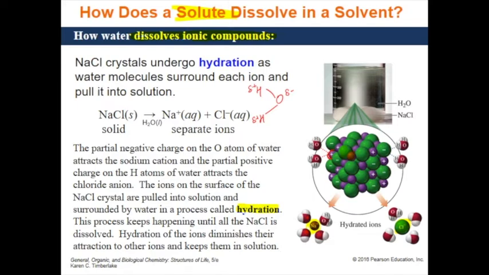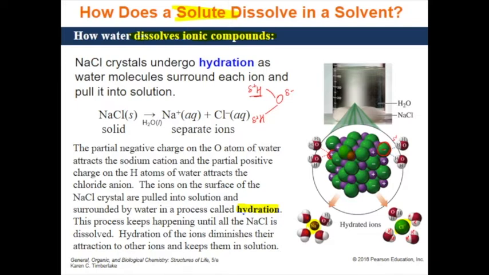Similarly, the chloride ion, for instance right here, which is present on the surface of the crystal, is going to interact with the hydrogen atoms of the water molecule, because hydrogen carries a partial positive charge whereas chloride carries a negative charge. So these partially positively charged hydrogen atoms are going to interact with the chloride ion and separate it from the crystal, and the chloride will be surrounded by these hydrogen atoms of water.